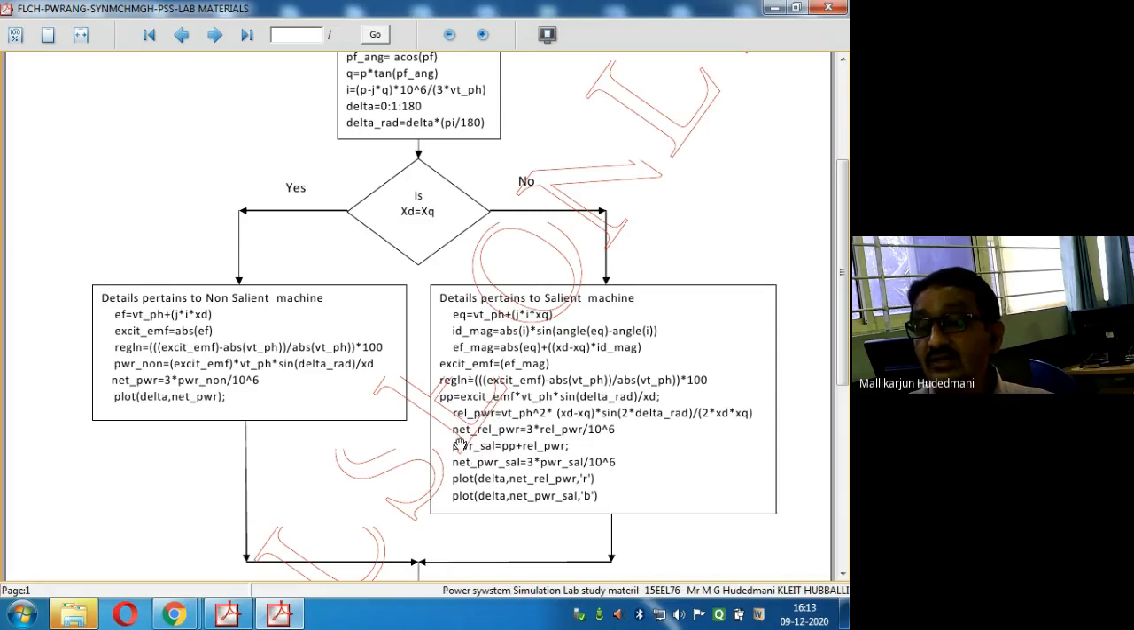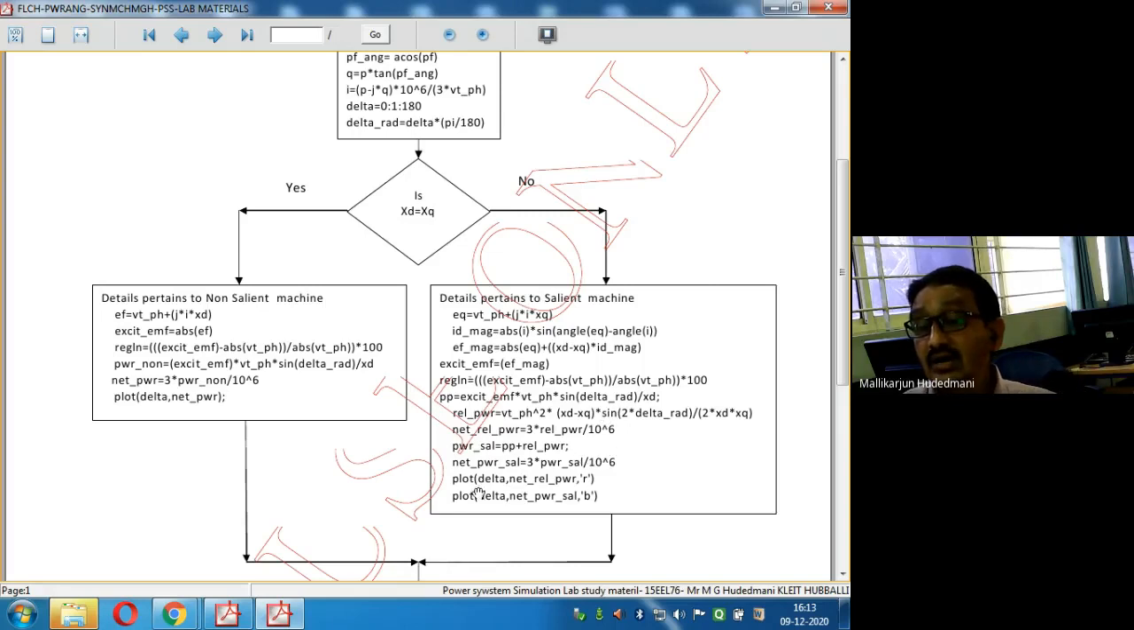Now, once I do it, peak power, reluctance power, I want to make them differences. So how did I do it? Net reluctance power: the total reluctance power is 3 times the reluctance power per phase, divided by 10 to the power 6. I am doing this to convert it into the mega scale.